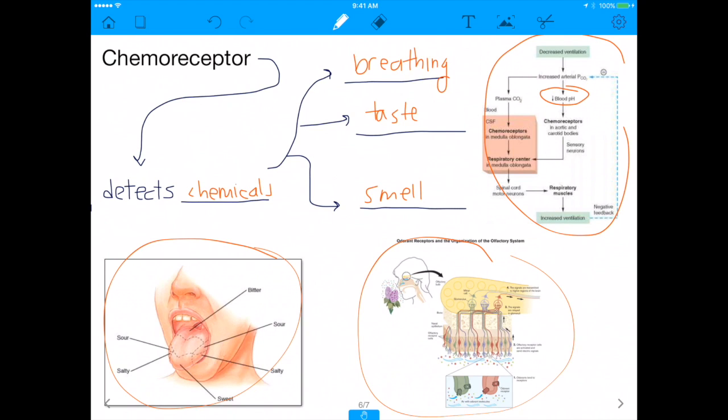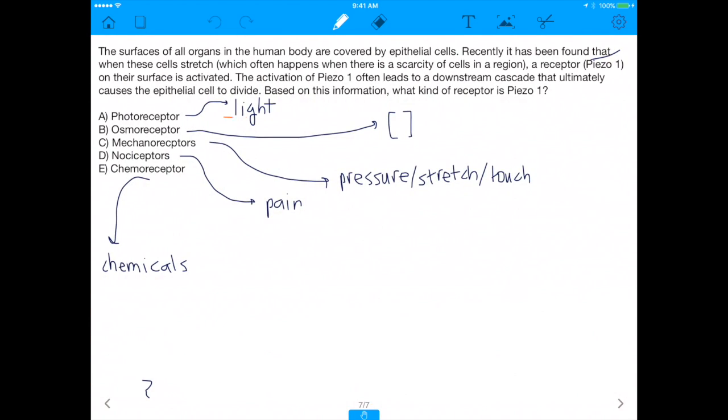Okay, so now we know that photoreceptors respond to light. We know osmoreceptors respond to the concentration of ions. We know mechanoreceptors respond to pressure, stretch, or touch. We know nociceptors don't respond to pain, they respond to chemicals that ultimately give you pain, right? On the other hand, chemoreceptors are much more broad. And so based on all of these answers, given that these epithelial cells that we talked about are responding to stretch, the fact that when they stretch, it activates division means that they are a type of mechanoreceptor. So C is the right answer.